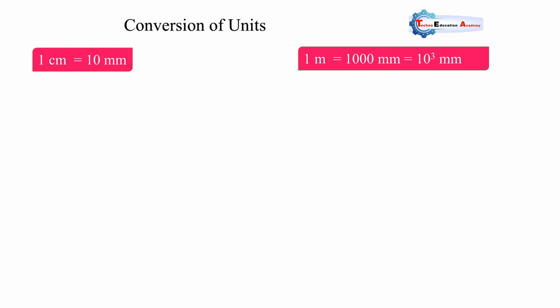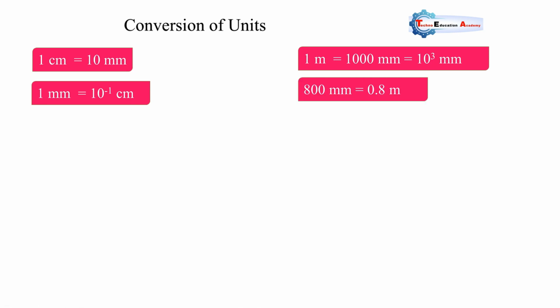We have already discussed these two relationships, centimeter and mm and meter and mm. Vice versa, if the dimension is given in mm and we need to convert into centimeter, here you can see that 1 centimeter equal to 10 mm. So 1 mm equal to 10 raised to minus 1 centimeter. So this 10 is in the denominator of centimeter. So 1 mm equal to 10 raised to minus 1 centimeter.